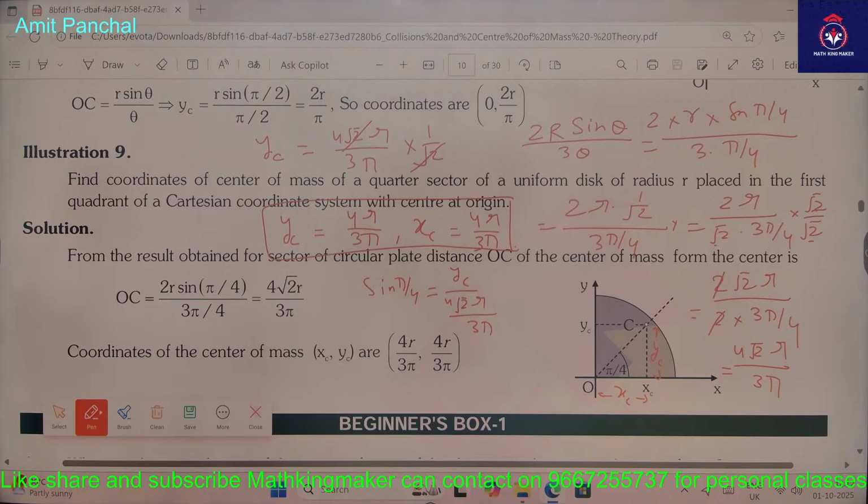Can we do it without multiplying it by root 2 as well? Yeah, but you can't have root 2 in the denominator. You have to rationalize it. That is compulsory.